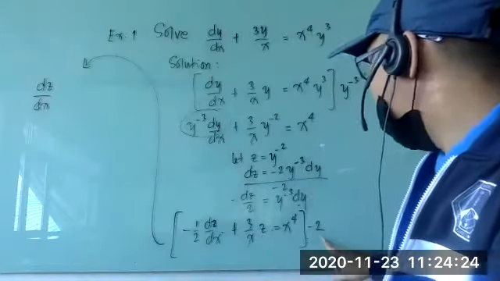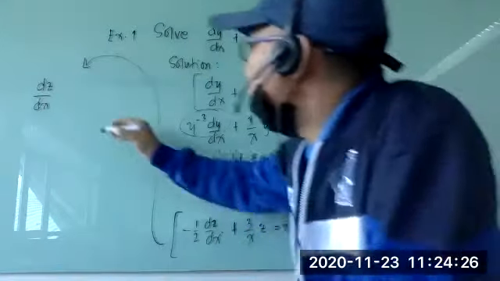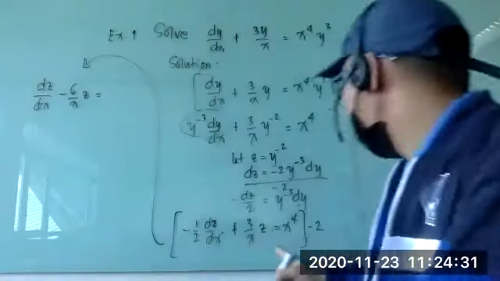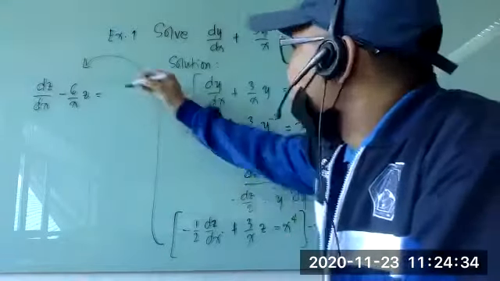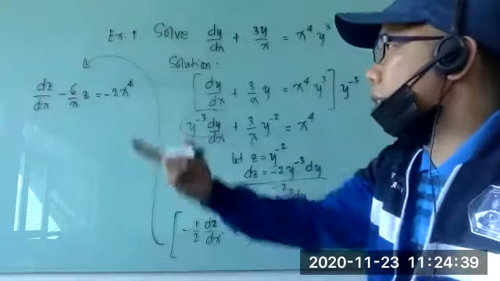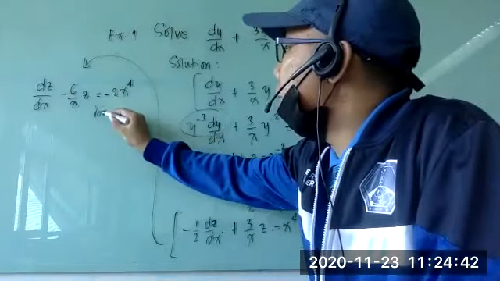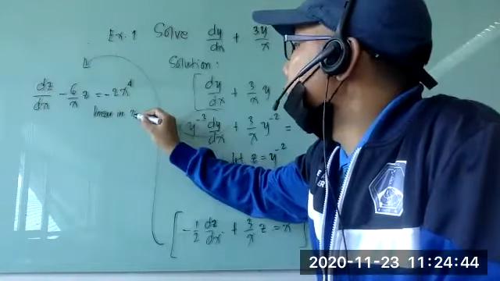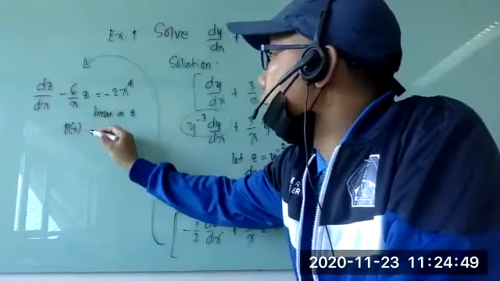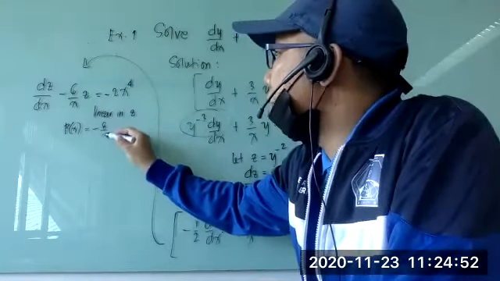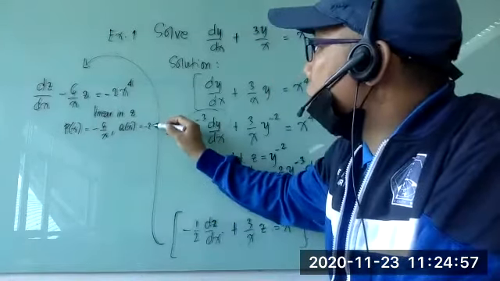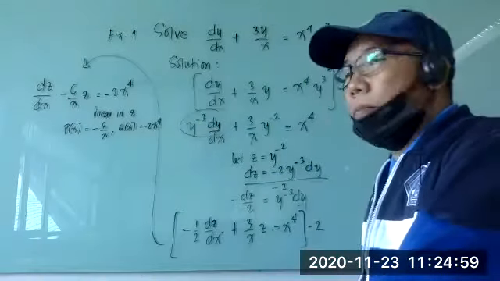Here, this will become minus 6, diba? Minus 6 over x times z equals, this will become minus 2x raised to 4. Yan, linear in z na siya. Sulat natin, linear in the variable z. So napansin mo, ano yung ating p as a function of x dyan? This is negative 6 over x. Ano yung q as a function of x natin? Yung nasa right-hand side, di ba? So it's negative 2x raised to 4.